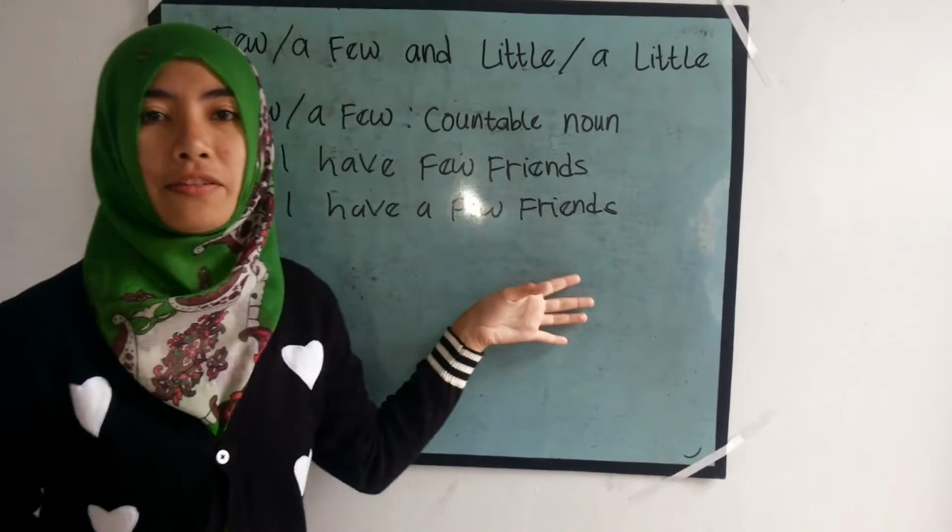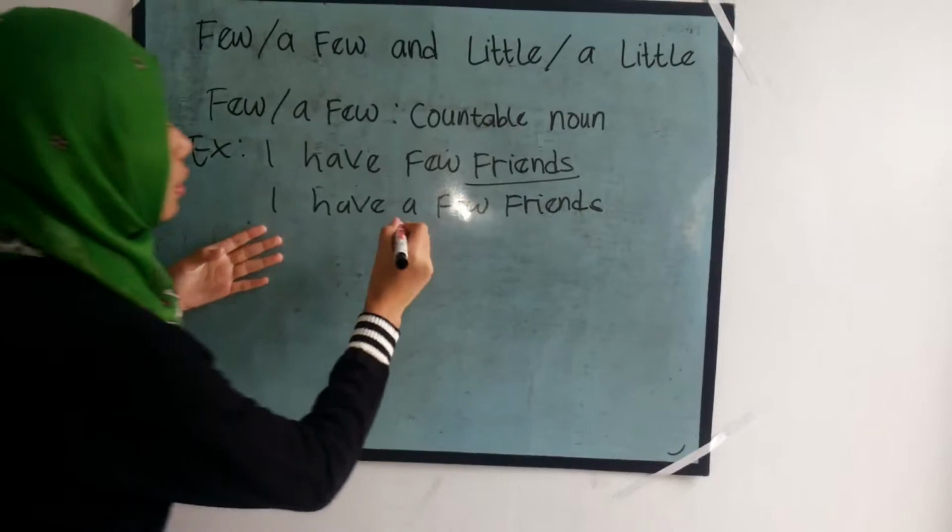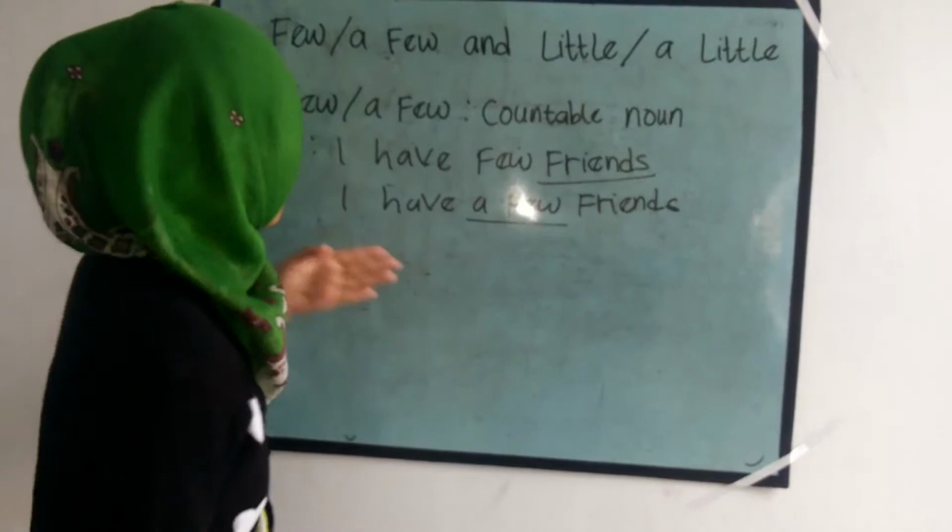Few friends means hardly any friends. Friends is a countable noun. A few: I have a few friends. A few is for positive. It means a small number of friends.